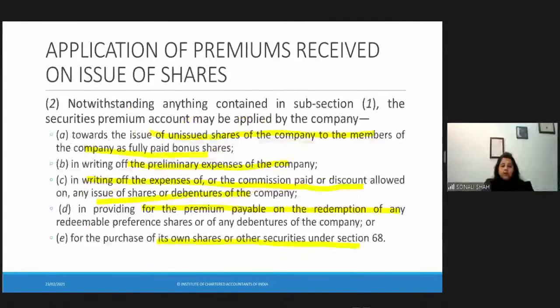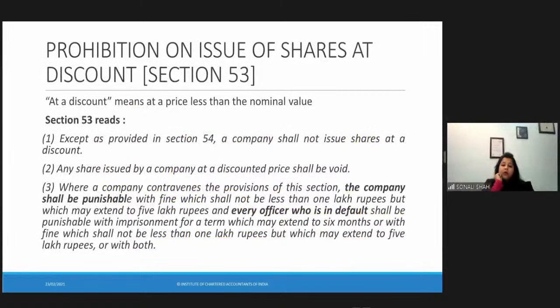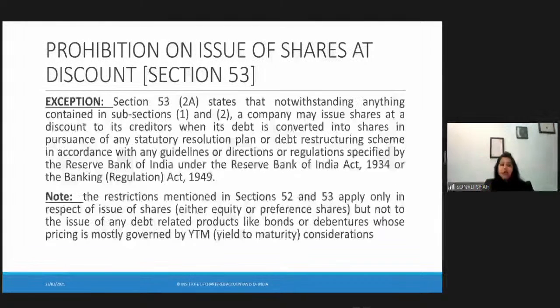So this was about issue of shares at premium. Now, section 53 says that it is prohibited to issue shares at a discount. Any shares issued by a company at a discounted price are void, and the company that contravenes this provision will be punishable with fine, which will not be less than 1 lakh rupees but can extend up to 5 lakh rupees. And the officer who is in default is liable to imprisonment up to 6 months, or with fine, which may extend to 5 lakh rupees, or both. So minimum fine is 1 lakh to 5 lakh, or with imprisonment and fine, both.